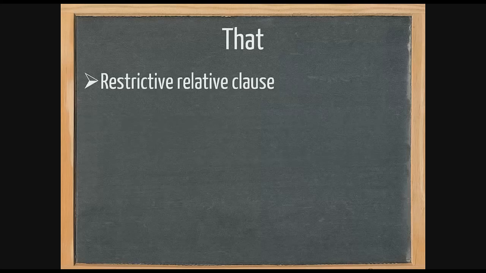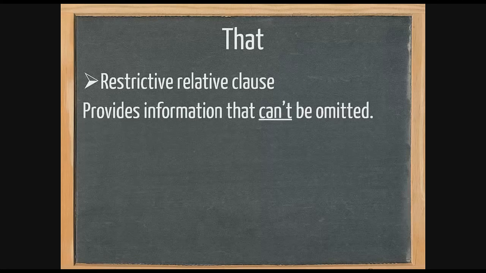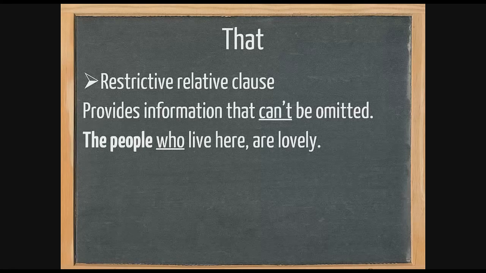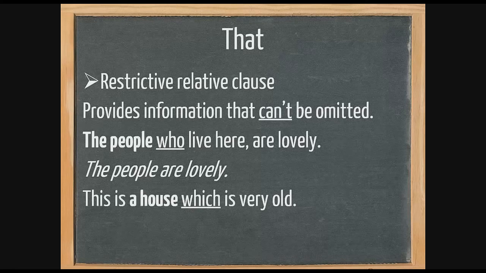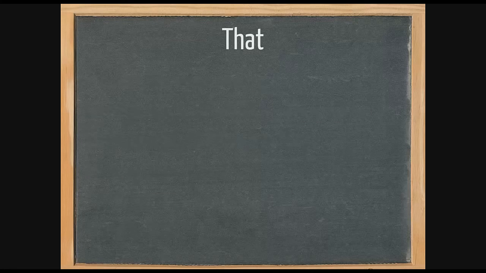The restrictive relative clause provides information that cannot be omitted, so this information cannot be left out, otherwise the sentence doesn't make any sense. The people who live here are lovely. The people are lovely. Obviously this sentence is grammatically correct, but we don't really know which people we are talking about. This is a house which is very old. Again, this is a house. Makes perfect sense, grammatically that is, but this is a house. Yes, we can see that this is a house. We need extra information on that.